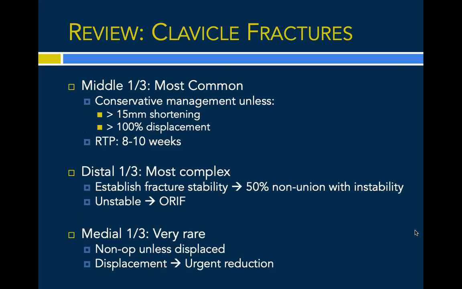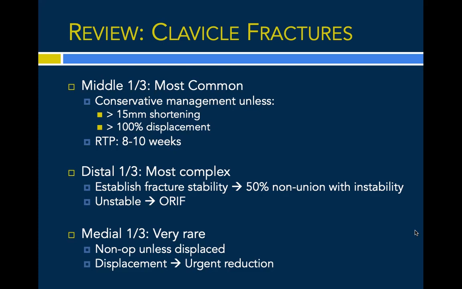So let's review our clavicle fractures. Middle third are the most common, and we want to manage these conservatively unless we have 15 to 20 millimeters of shortening and greater than 100% displacement in an adult. Return to play, specifically return to contact, is about 8 to 10 weeks. A distal third are the most complex. They have all those subtypes. And you really want to ask yourself, is this a stable fracture? Because you're going to have a 50% non-union rate with the unstable subtype. And if it's unstable, it needs to go to surgery.